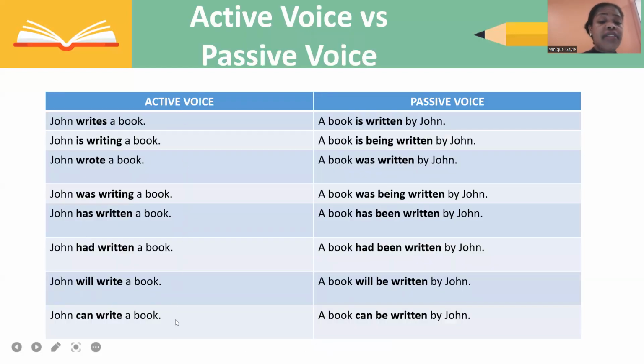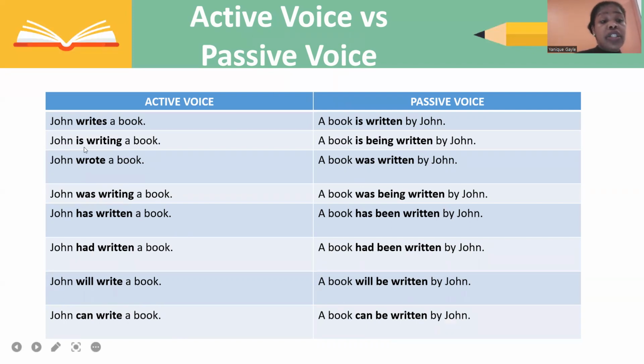Okay, so here I have a list of examples, the same one that we just used, for it to be easier for you to recognize the differences, okay? And here, if you notice, I have the structures highlighted. So this is how we're going to change the verbs depending on what our active voice is and the tense that it is in, okay? So as we did in the first example, John writes a book. A book is written by John, okay?